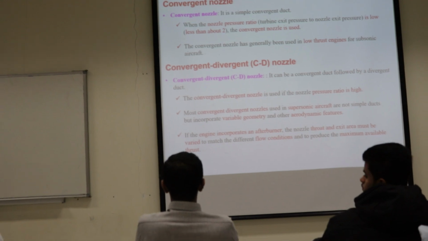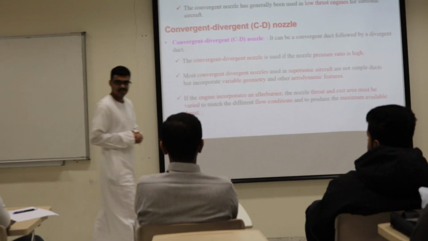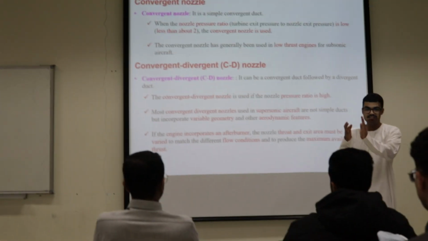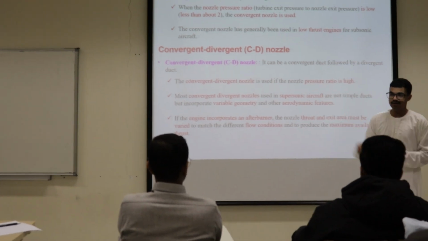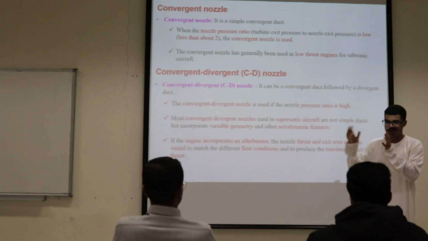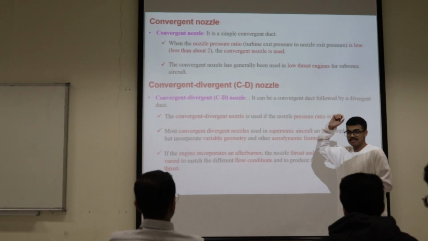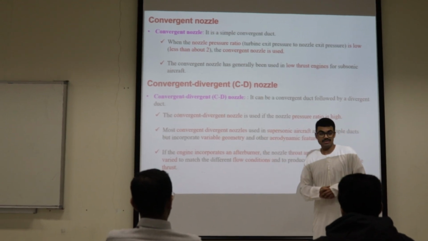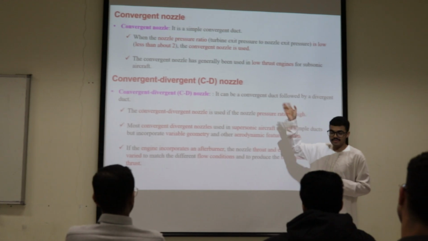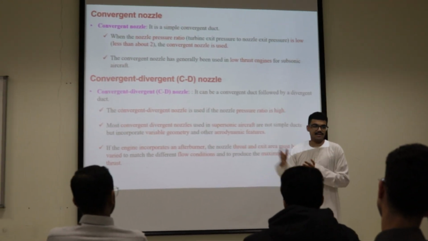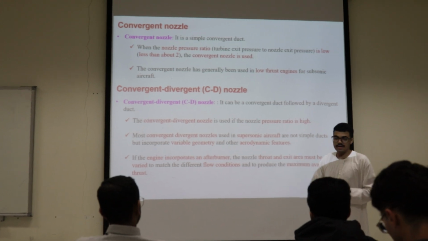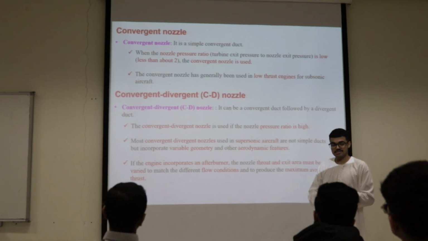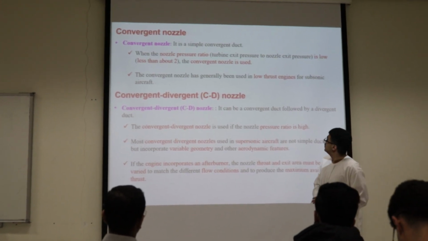So, the idea here is which one to use, if I have a low pressure ratio or a high pressure ratio. It's basically the pressure ratio between the last point of the turbine and the air outside. If you take the ratio between these two and find it to be less than 2, then you're going to use the simple convergent nozzle. If it was more, you're going to use the convergent divergent nozzle. Usually the low nozzle pressure ratios exist in subsonic aircraft, and if it was more than 2, you're going to use the convergent divergent nozzle for supersonic aircraft.